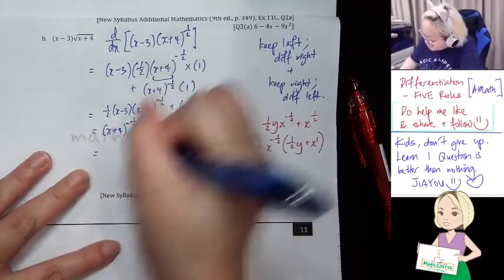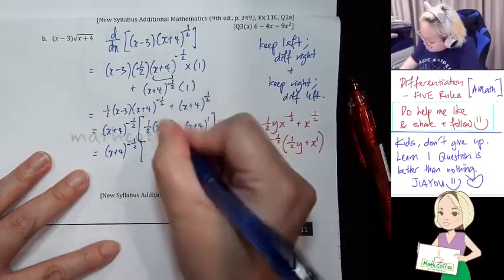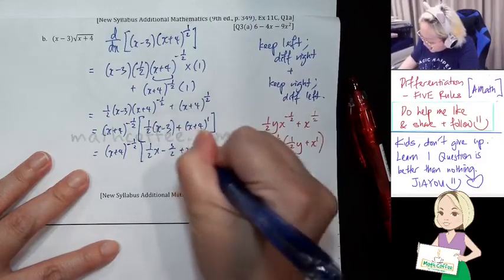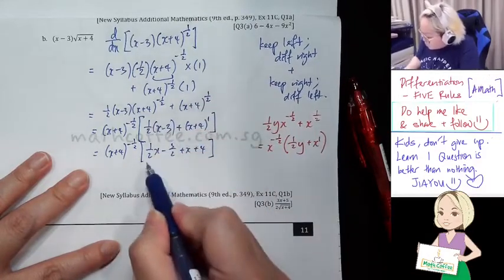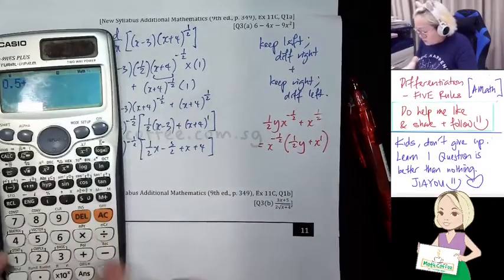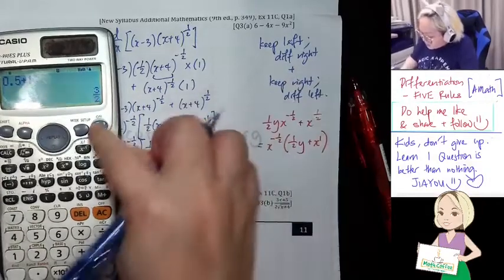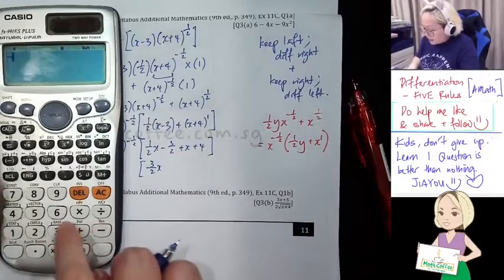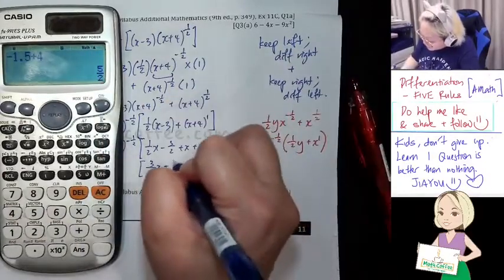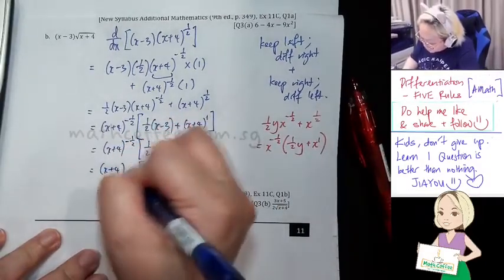So let's rainbow this part. Rainbow half x minus 3 over 2 plus x plus 4. This one is half x plus x, so it's half plus 1, so we know it's 3 over 2. So this part is 3 over 2 x minus 3 over 2 plus 4, minus 1.5 plus 4, so it's 5 over 2. Then x plus 4 to the power of negative half.